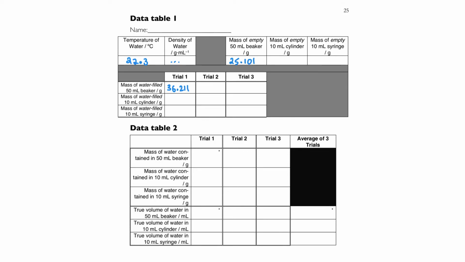and maybe on the balance it weighs 36.211 grams the first time, and you dump out the water and you refill it and you reweigh it, and maybe it weighs 36.231 grams, and then you dump it out and you reweigh it, and maybe it weighs 35.911 grams, let's say. And you do the same thing for your cylinder and the same thing for your syringe. And then underneath you're going to go ahead and complete the table.